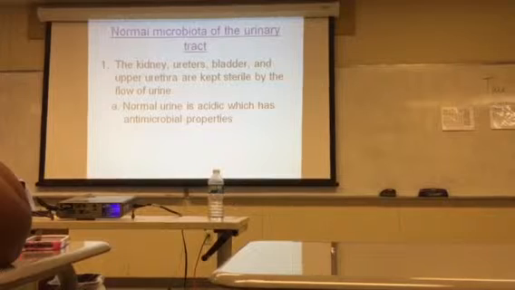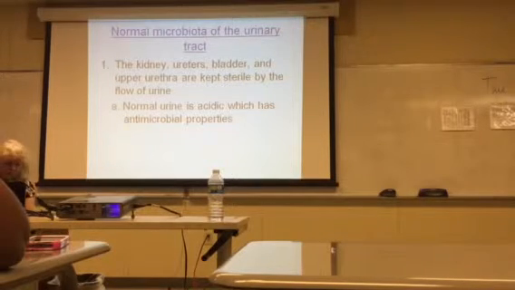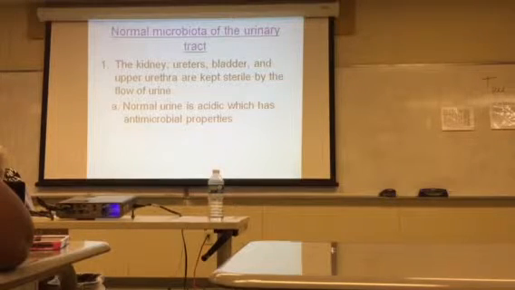So normal microbiota of the urinary tract, the kidneys, the ureters, the bladder, and the upper urethra should be sterile. And they're kept sterile by this flow of urine that's going through. And normal urine is on the acidic side and has antimicrobial properties. Because we know that bacteria don't like the acidic side. It's the fungi that like that. Bacteria like to grow somewhere around neutral.